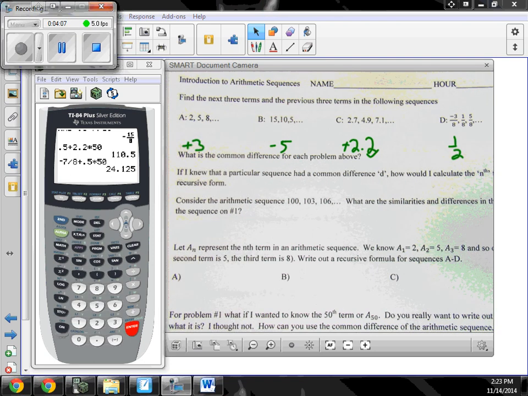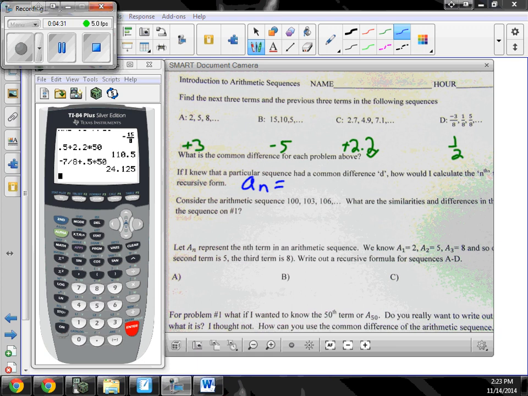So look down at the next question. If I knew that a particular sequence had a common difference D, how would I calculate the nth term? And we're going to write this in its recursive form. So if I wanted to know what a sub n was, and I knew that the common difference was D, how would I calculate a sub n? You would take a sub n minus 1 plus D. That looks really familiar, right? We've been working on that for the last few days.